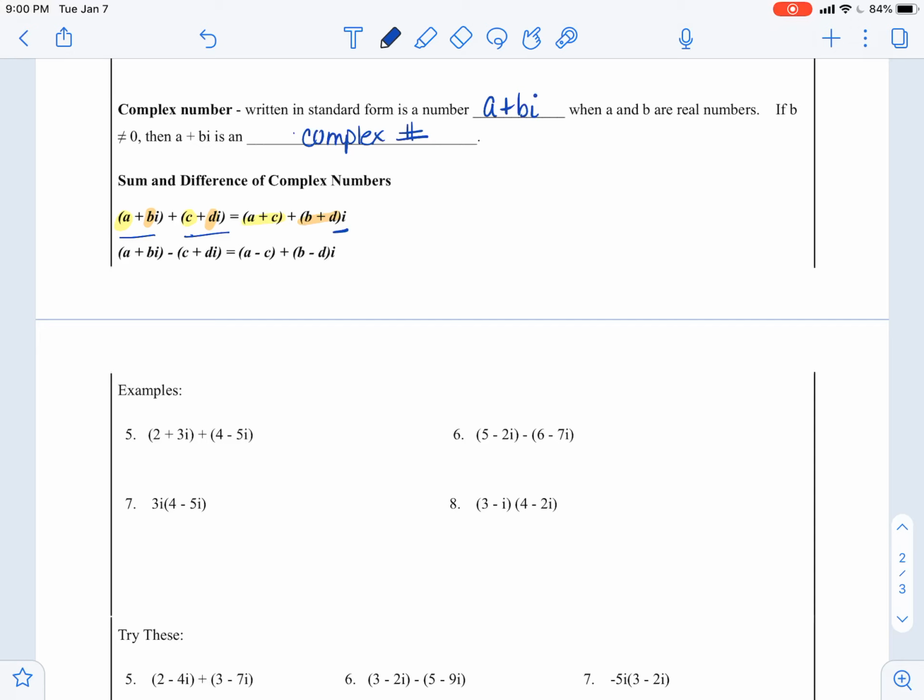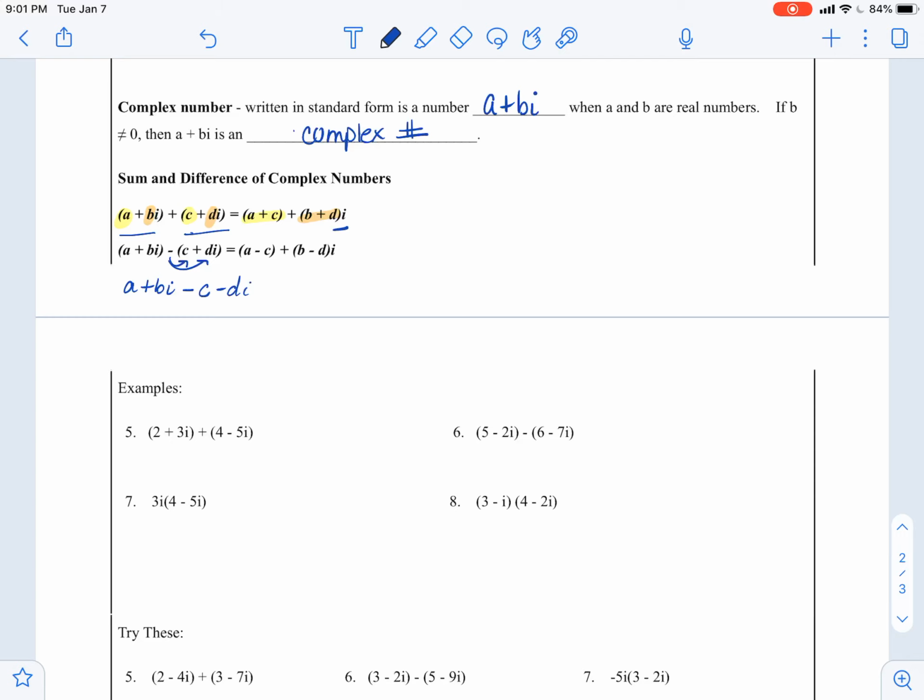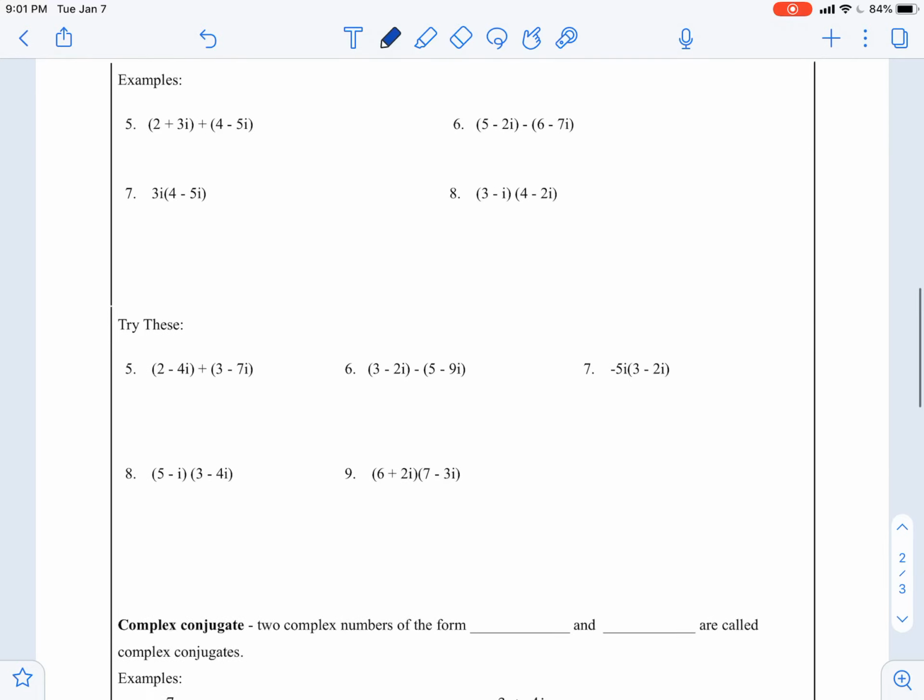If you subtract, it is just like what we did before. You do need to be sure that you carry that negative through. So again, a sign change is going on. I would write that as a plus bi minus c minus di, if you want it that way. So it's a minus c, b minus d. Okay, so let's just do a couple here real quick.